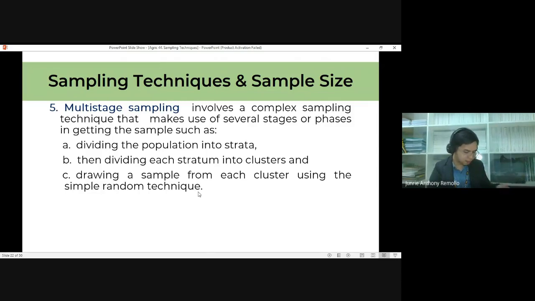Okay, so example lang, no? If we choose the stratum, or for example, strata because it's plural, say for example in Mindanao, we divide the population into strata. So for example, we will consider the provinces as the strata in Mindanao. So in the event that randomly you choose Bukidnon among those strata, after which you will divide the Bukidnon into clusters.